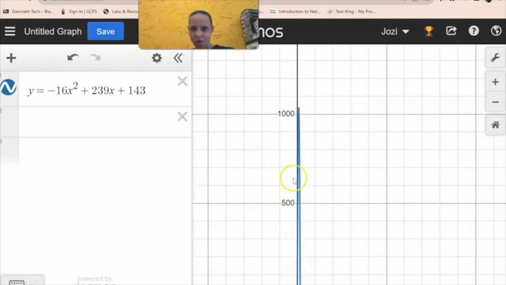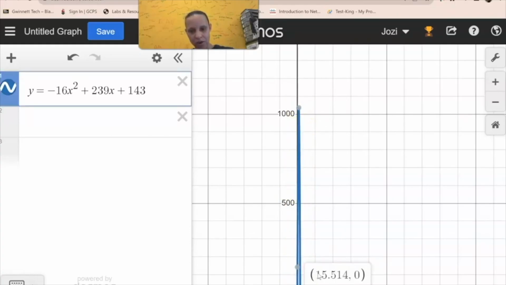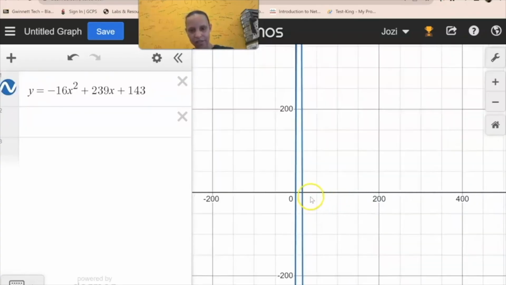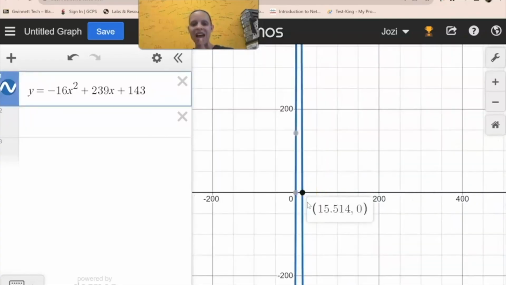The rocket's gonna go up, right? But it's gonna run out of gas and start doing what? Coming down. So they're asking, what time does it hit the ground? So let's talk about that. When does it hit the ground? Right here. It hits the ground when it hits the ground, right? So the x-axis is the ground. And what's the time that it hits the ground?